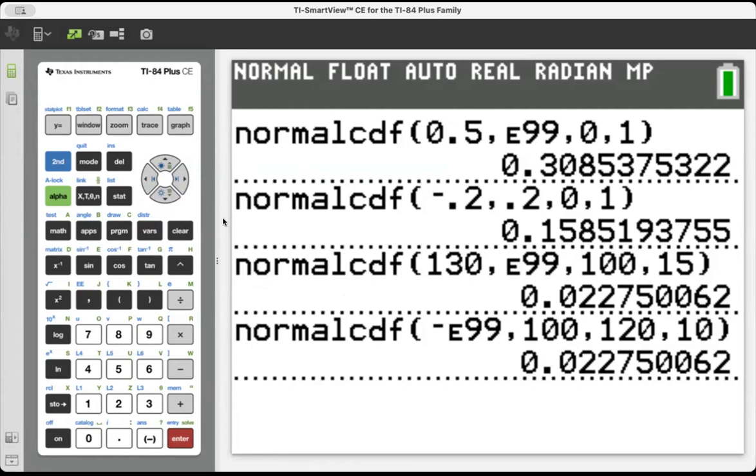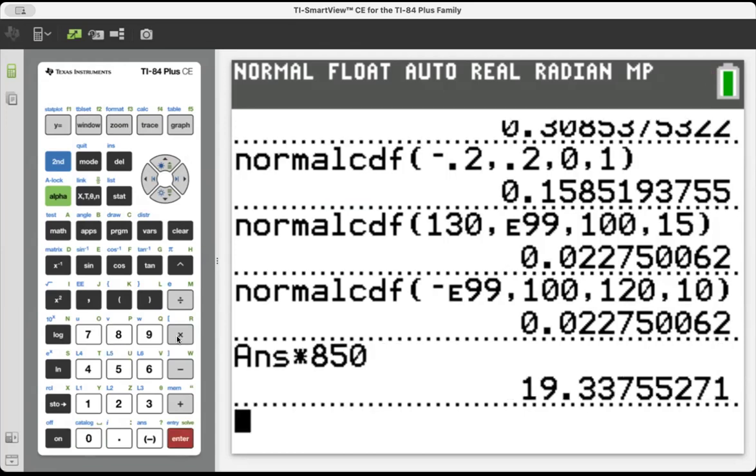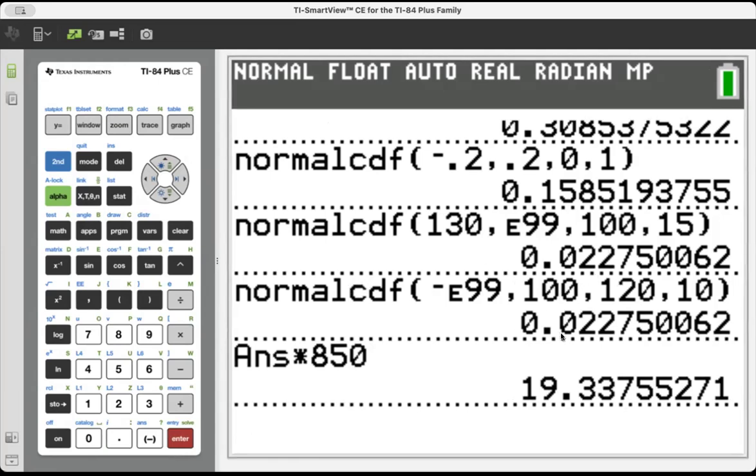The question asks us how many people does this represent? So we take this proportion and we multiply it by our total. By multiplying it by 850, now we can figure out how many of those 850 people satisfy the criteria of having blood pressure less than 100, and it's only 19 people. So multiply by your total, and you get your count, 19 people.